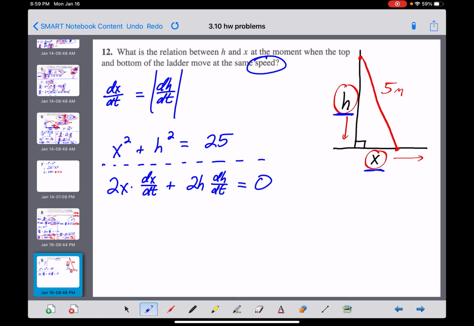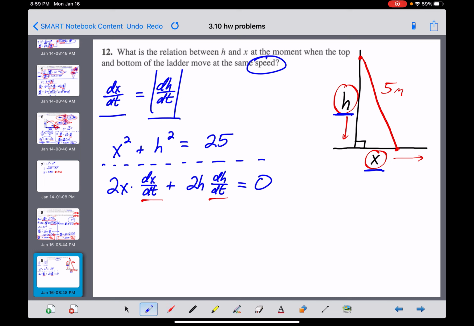Now, in most problems, they gave you one of these values and asked you to figure out something else. But in this case, they're telling us that dx/dt and dh/dt have the same absolute value. So let's think about that: basically they're going to be the same as one another, so these two quantities are essentially the same.